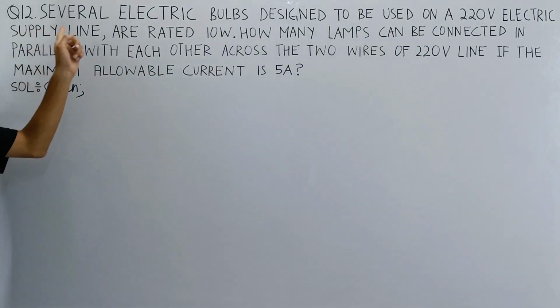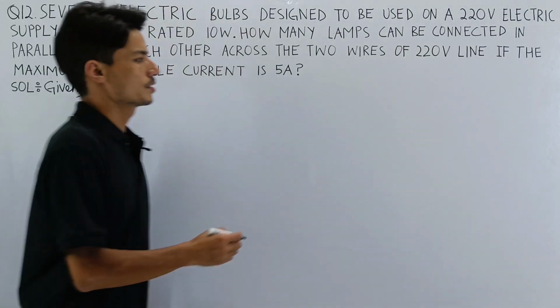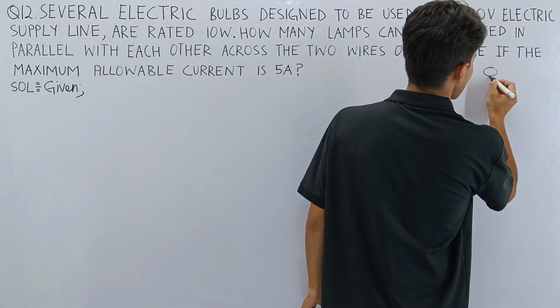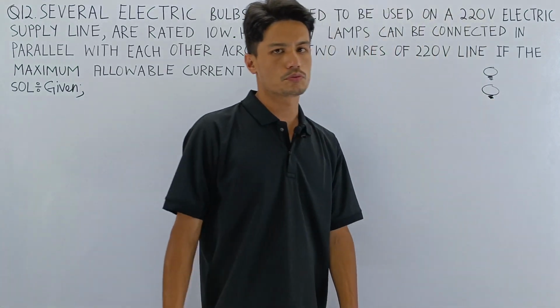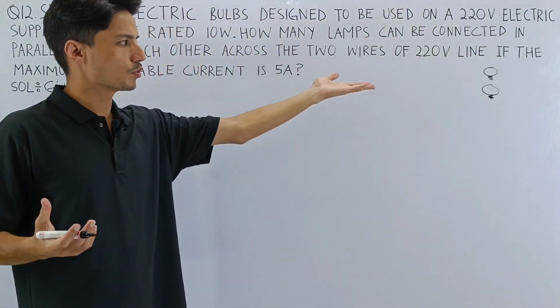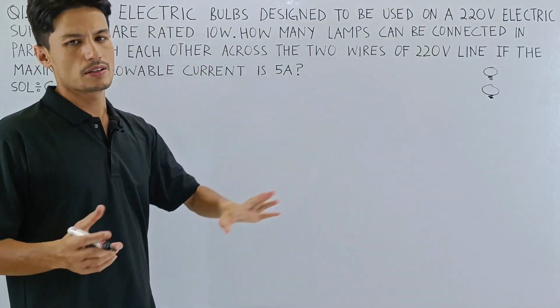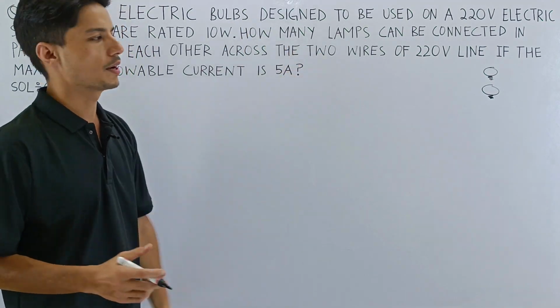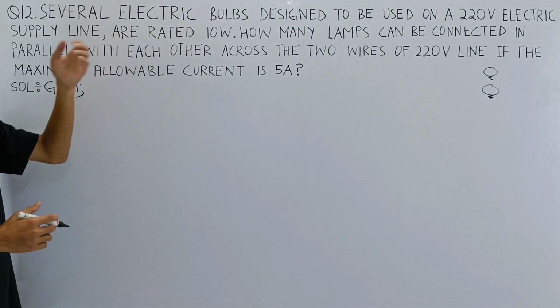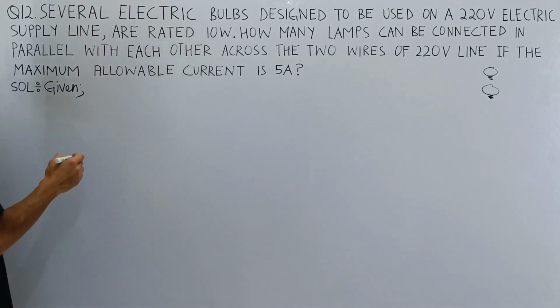So by reading the question, we know that there are several electric bulbs. So we can draw some bulbs. Now remember, the word several is used, so I don't know exactly how many there are. I'm just drawing 2. Okay, you can draw 3, 4. But remember, it's not certain how many there are. Just draw 1 also, it will do. I'm drawing 2. Several electric bulbs are designed to be used on a 220 volt electric supply line.